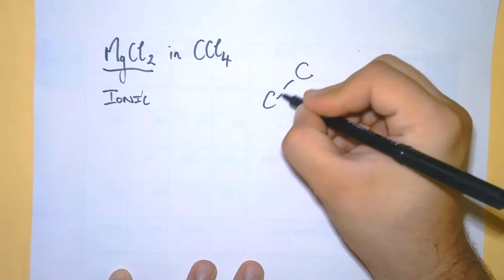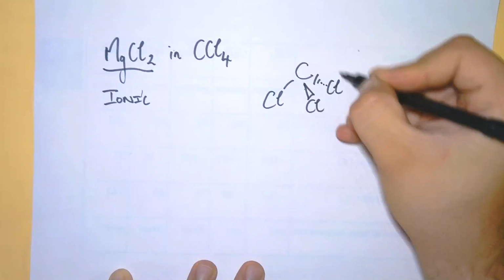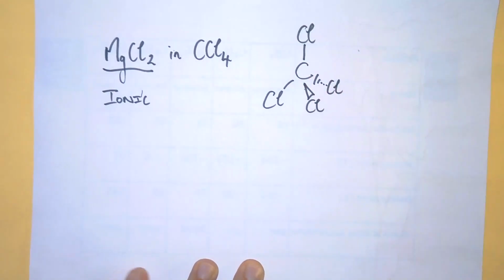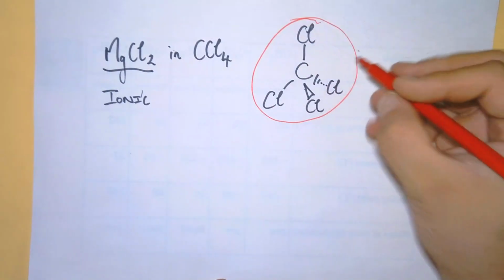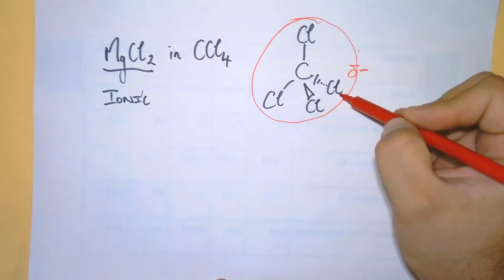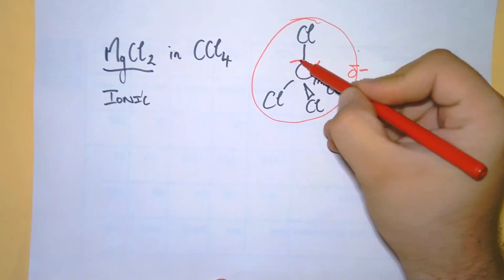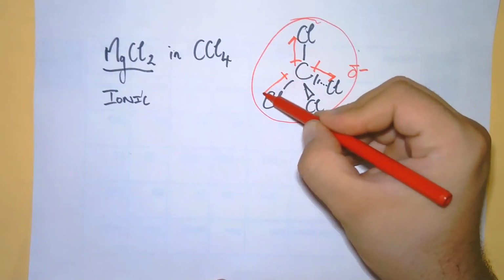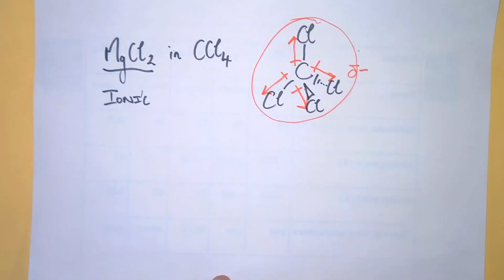CCl4 looks like this, and we know that chlorine has a higher electronegativity than the carbon, and because it's one of our symmetrical shapes or ideal shapes, we know that the entire outside of this molecule will become slightly negative. Chlorine electronegativity of 3, carbon only 2.5, meaning all the shared electrons in each one of these bonds will rather spend time around the chlorine than around the carbon, making the outside slightly negative.